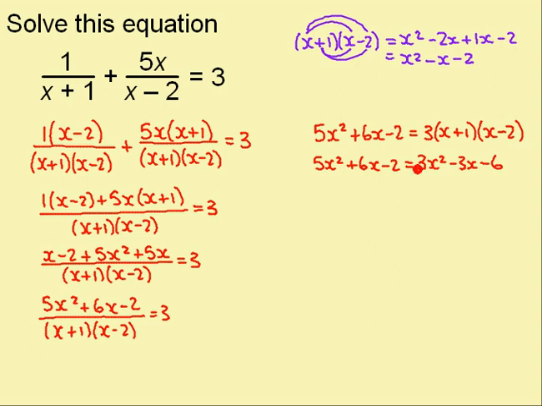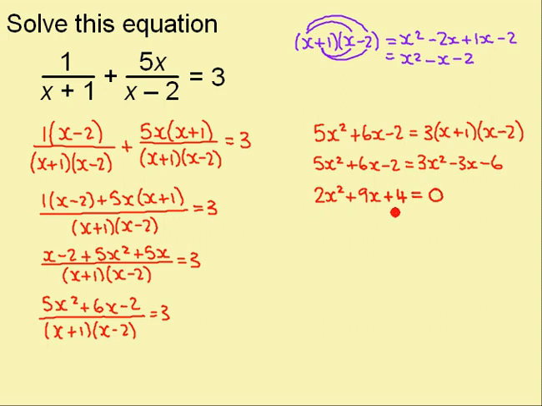So I'm going to subtract 3x² from both sides. That will give me 2x². I'm going to add 3x to both sides. That will give me +9x. And I'm going to add 6 to both sides. That will give me +4. That's now equal to 0.